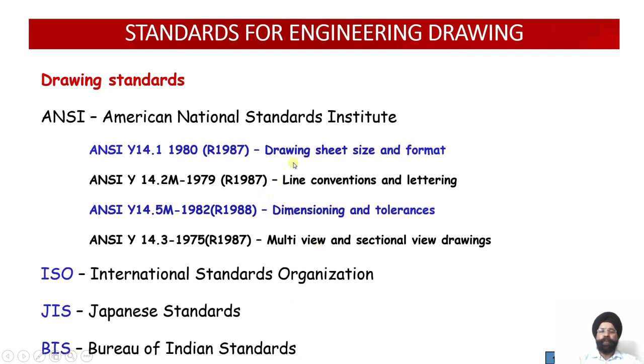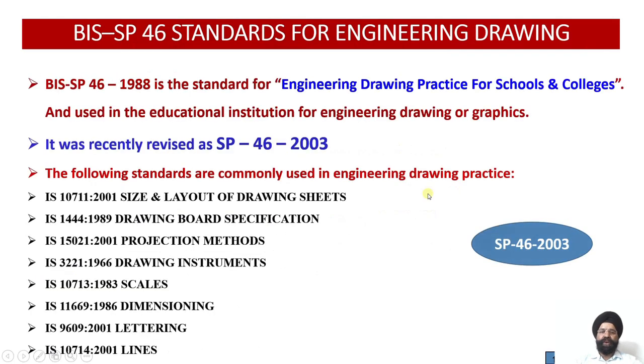The different components of these standards include standards related to drawing sheet sizes and formats, line conventions and lettering, dimensioning and tolerances, and similarly standards for drawing boards and specifications. The methods of projection are again governed by the standards. Then the different drawing instruments used in engineering drawing are again governed by international standards. Similarly, different types of scales.